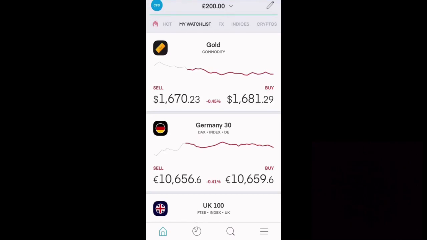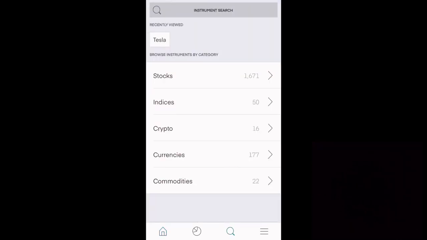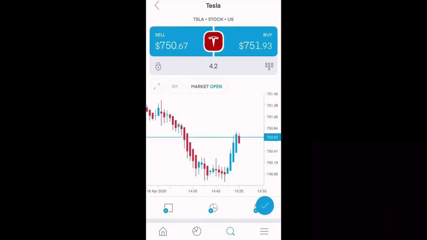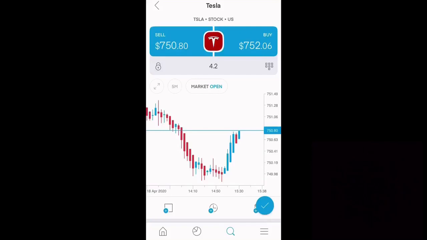So we're going to use Tesla as an example. Each asset, whether it be stocks, commodities or currency pairs, has a buy or sell price, as you can see. Some people refer to the buy price as the bid, and some people refer to the sell price as the ask. I'll say again, remember this is just speculation of price, so you're not actually buying or selling the asset. This will just be the price that you'll enter in at when you open your trade.